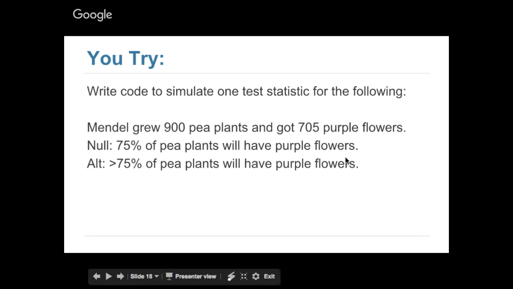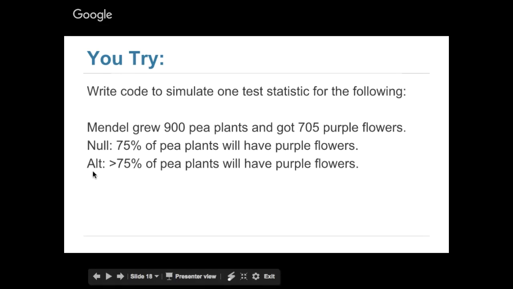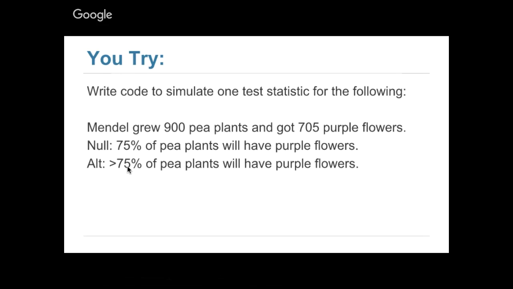So what I want to do is say, okay, I really did have a 75% chance of getting a purple flower, and I grew 900 pea plants. What proportion of my pea plants had purple flowers? So I'm taking my null and simulating another sample. Assume my null is true, grow another 900 pea plants, look at how many of those are purple, and then I can say, based on this alternative hypothesis, I want to choose my test statistic as the proportion of purple flowers.